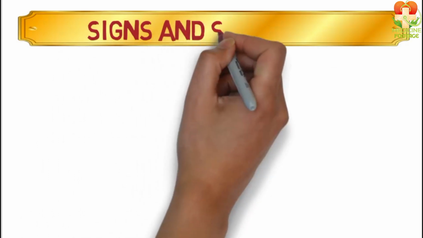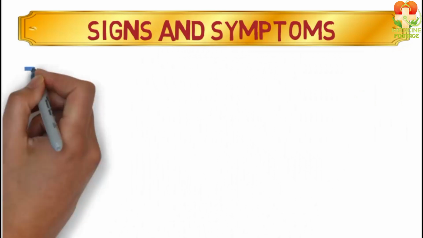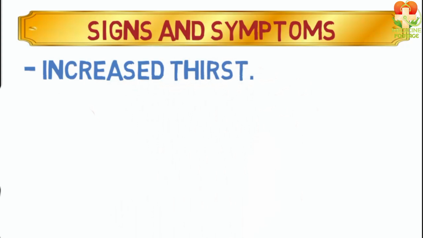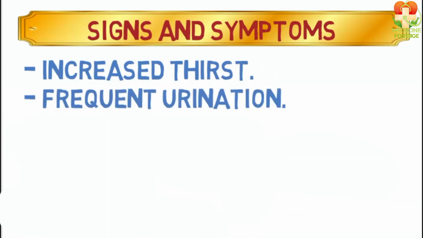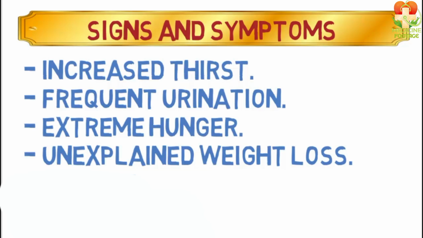Signs and symptoms of diabetes. Now let's look at the signs and symptoms of diabetes. Increased thirst. A person with diabetes feels extremely thirsty. Frequent urination because they drink more water. They need to urinate more often. Extreme hunger despite eating. They feel constantly hungry. Unexplained weight loss. Their weight decreases without any clear reason.